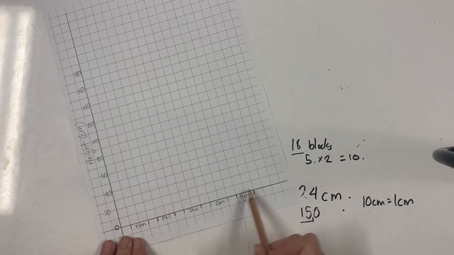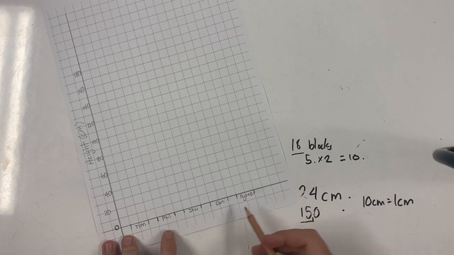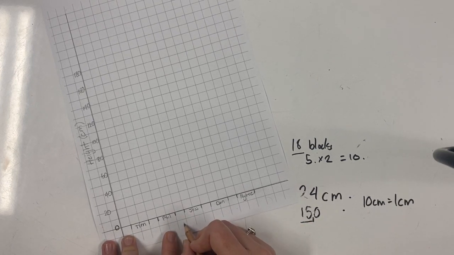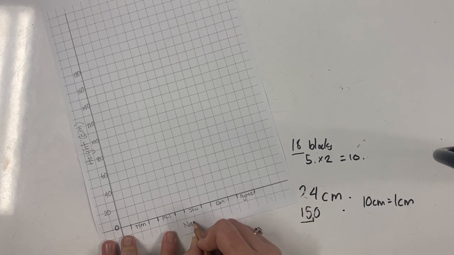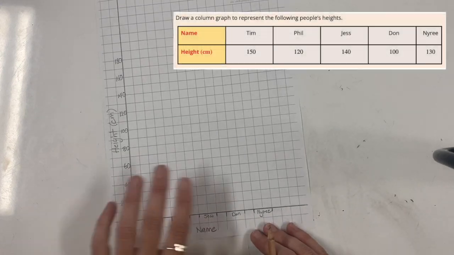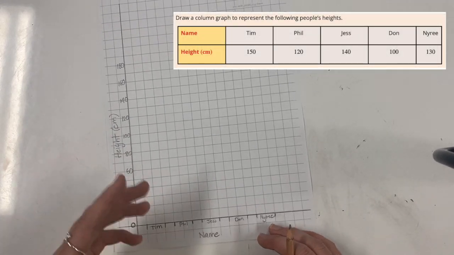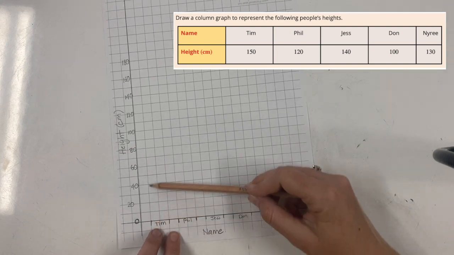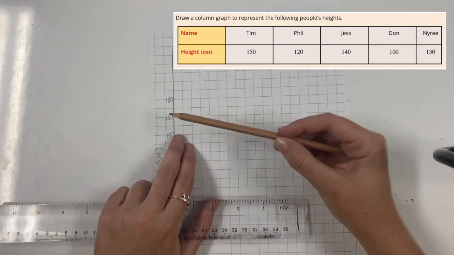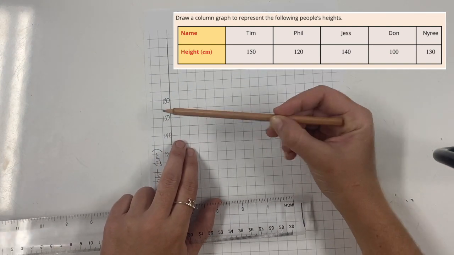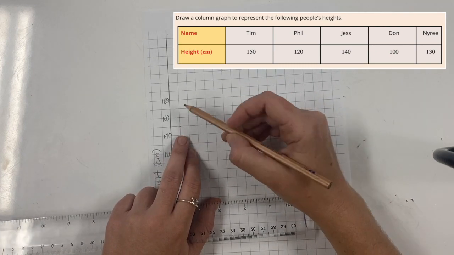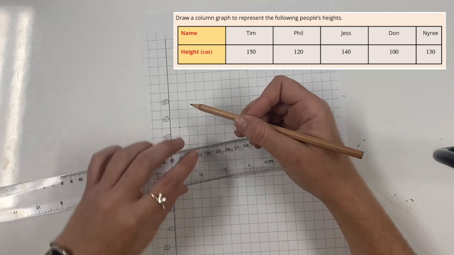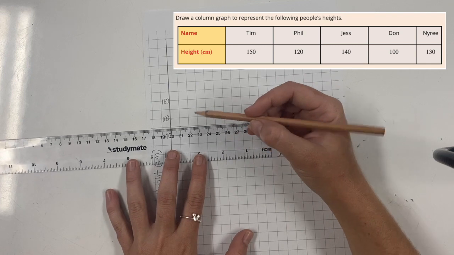Back to our graph, I now need to label these axes. This one I'm going to call name, or I could call person. Now that I have my graph drawn up and I have all my labels, I can input my data. I'm going to start with the first one, which is Tim. Now note, Tim is 1 square in and he's 150 centimeters tall. So I'm coming up to this line because this is in between 140 and 160, which is 150. And I'm starting 1 square in and I'm going 2 across. And of course, I'm going to be using my ruler.